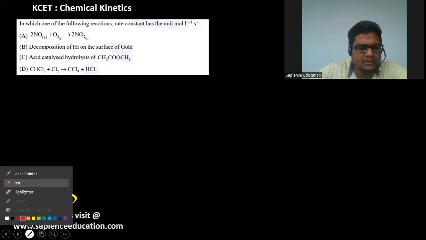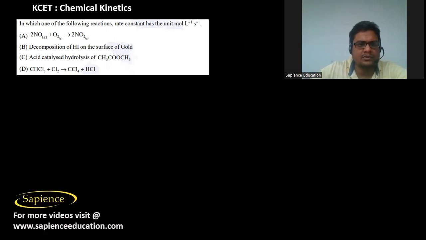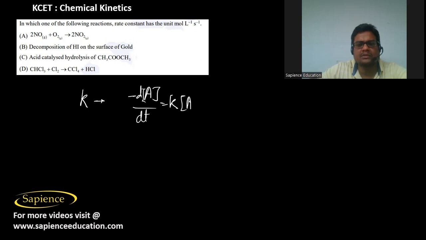So here it is told that in which of the following reactions the rate constant has the unit mole per liter per second. So it means that if the rate constant K has the unit mole per liter per second, then minus dA by dt should be equal to K. It means that it should be a zero order reaction. So the unit of K is mole per liter per second, so it is a zero order reaction.